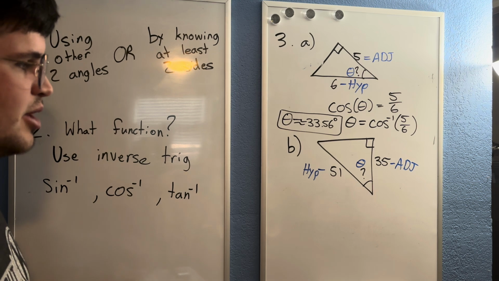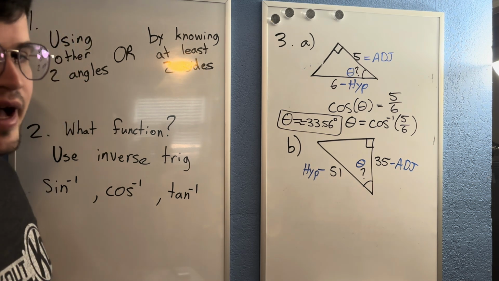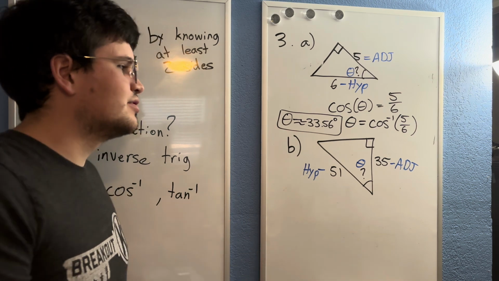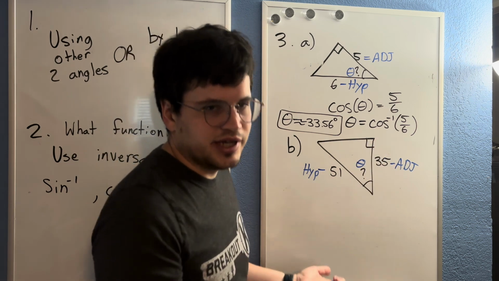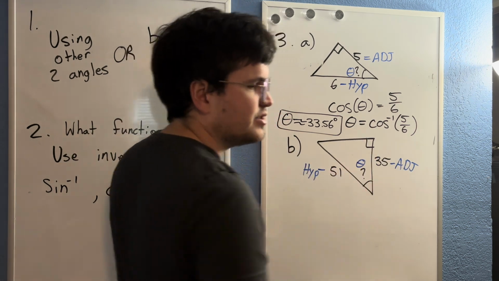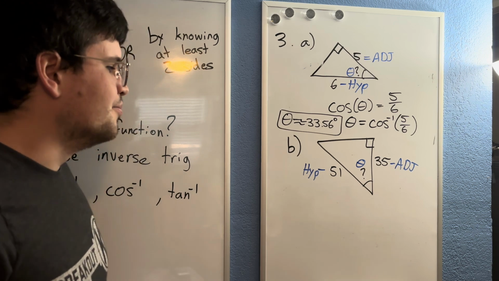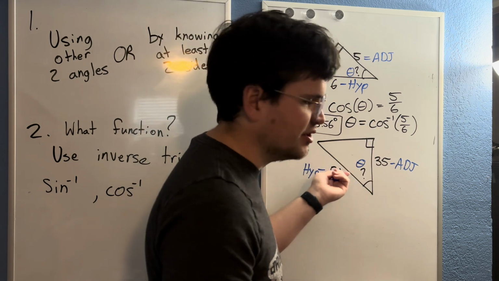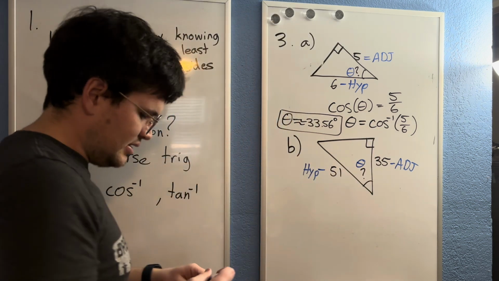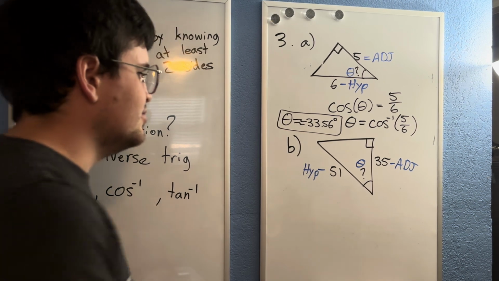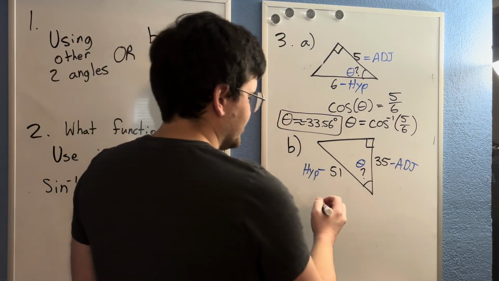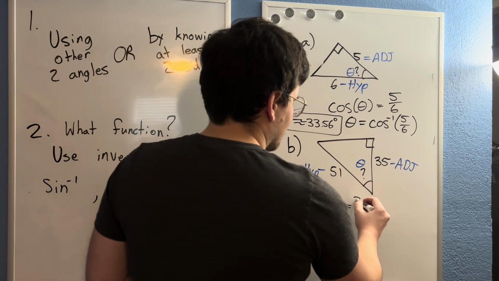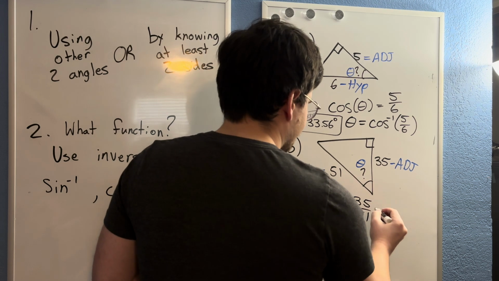We've got adjacent and hypotenuse, so we're going to be using cosine again. I didn't mean to pick it so that they were adjacent and hypotenuse on both, but if they weren't, like if I had adjacent and opposite, you're using tangent. If I had opposite and hypotenuse, you're using sine. So don't worry about that too much. You're just going to end up using a different inverse function when you solve. So let's write the equation out using cosine again because adjacent and hypotenuse. Cosine of theta equals adjacent over hypotenuse.